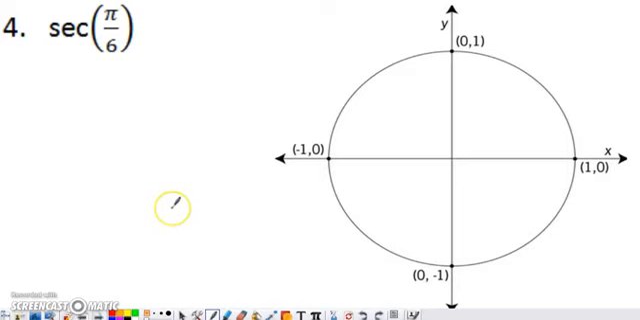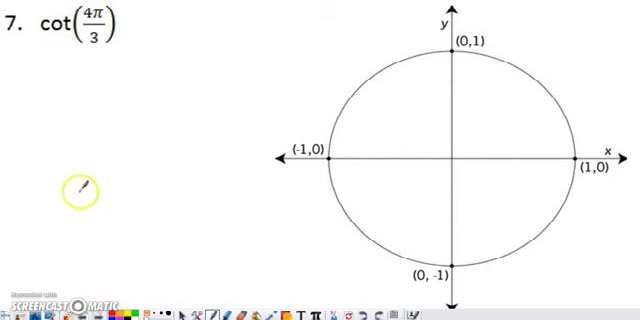So in this video, we're going to do some work with the unit circle, and by the time this is all said and done, have computed the secant of pi by 6 without using a calculator, cosine of 11 pi by 6 without the use of a calculator, and also the cotangent of 4 pi by 3 without even touching the calculator.